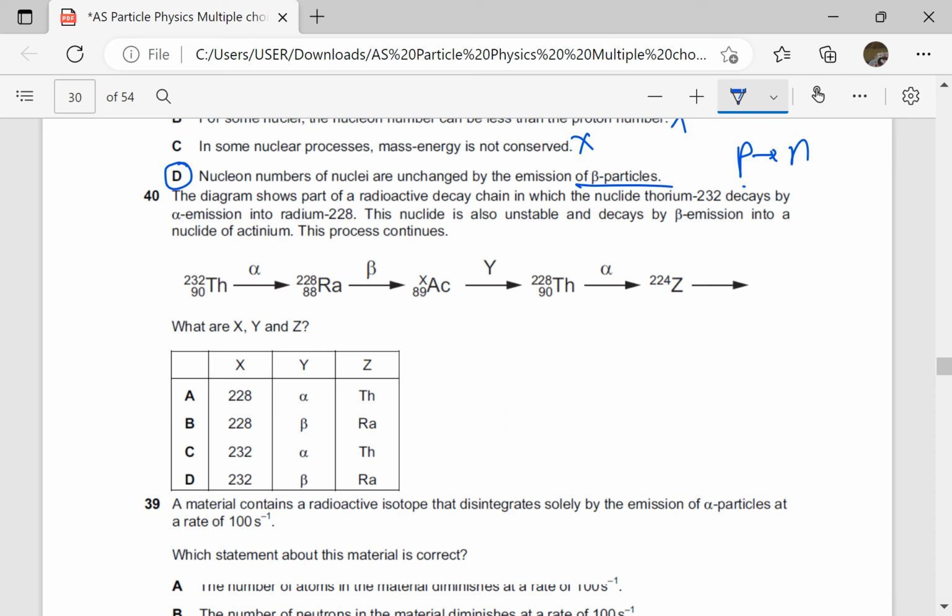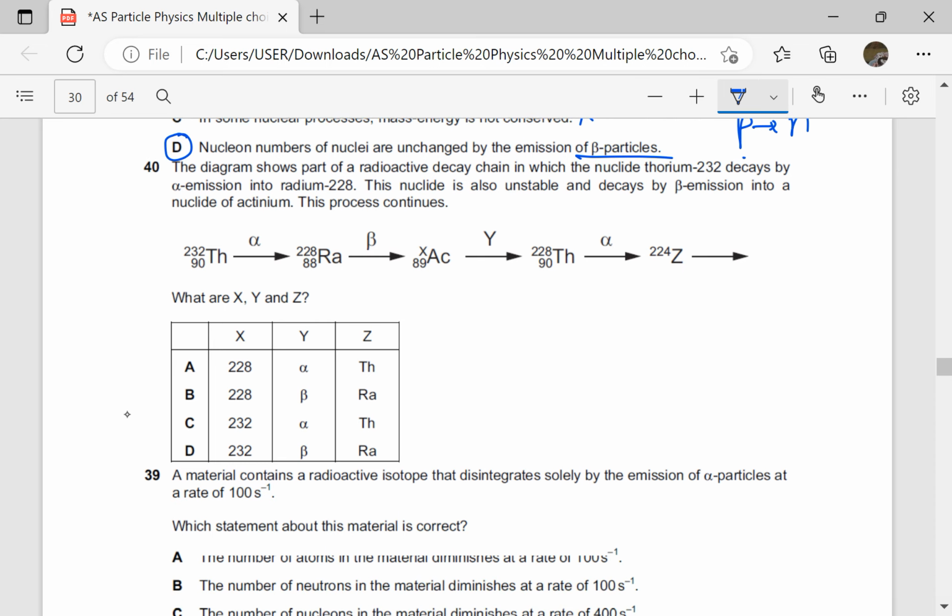Okay, so for X, it is beta emission, so the proton number has increased by 1. This is beta minus, 0, negative 1. So this increased by 1, and X is going to remain 228. So we eliminate these two.